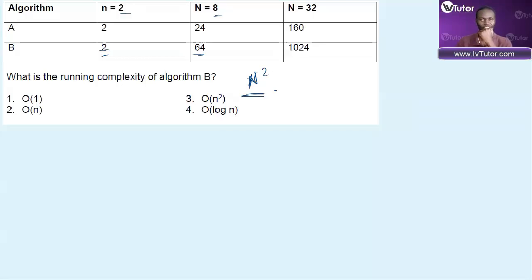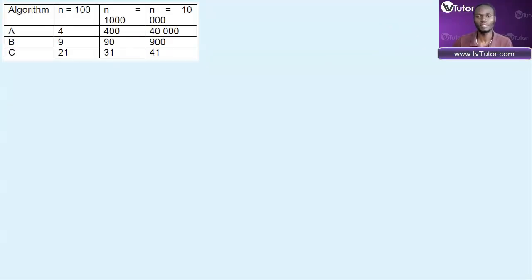Right? So 8 times 8, 64. 32 times 32, here I get 1024. I can guess they wanted 4 here, not 2 there, because definitely this is n squared. Right, let's look at the last one.